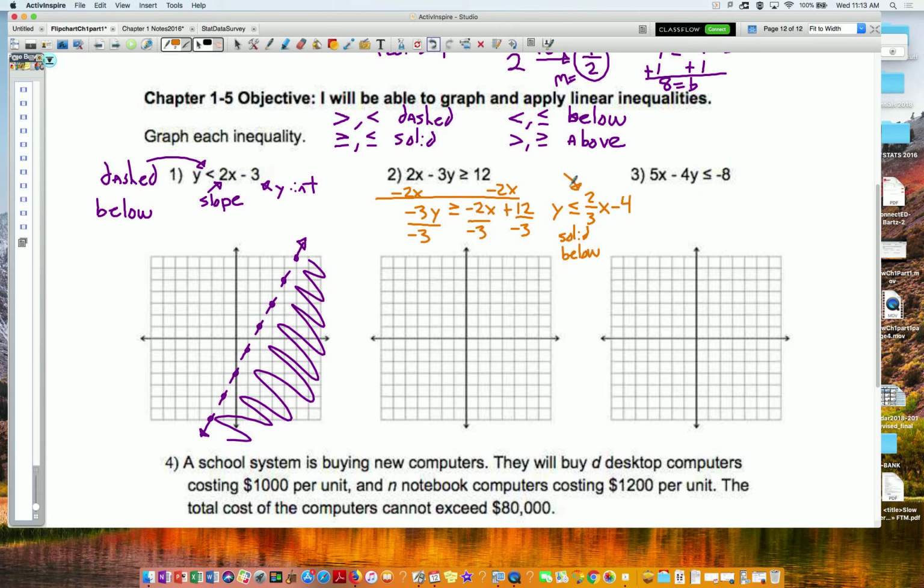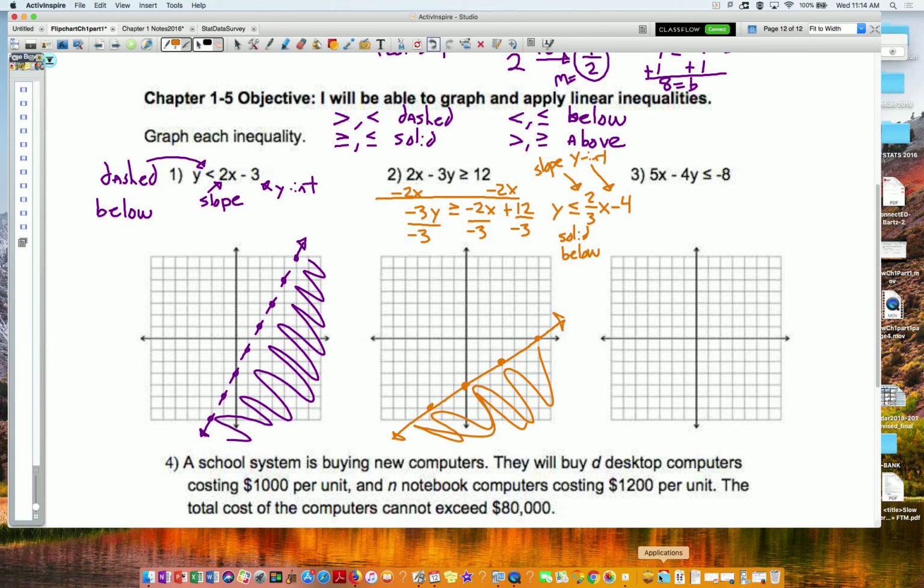So now here's my slope. Here's the y-intercept. My y-intercept is at -4, misspoke there, so -4. My slope is 2/3, so up 2 to the right 3, up 2 to the right 3. Going in the opposite direction, down 2 to the right 3. So I know it's solid, so I can connect my points, make a nice solid line, and the shading is below.